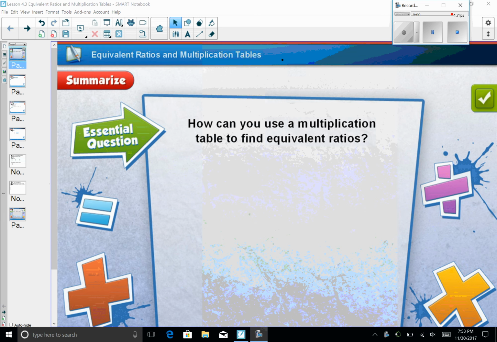Lesson 4.3, Equivalent Ratios and Multiplication Tables. In today's lesson, we're going to discuss how we can use a multiplication table to find equivalent ratios. Let's go ahead and get started.